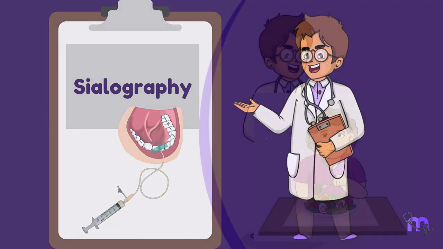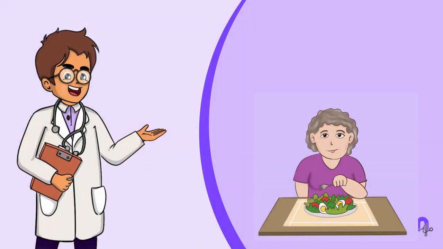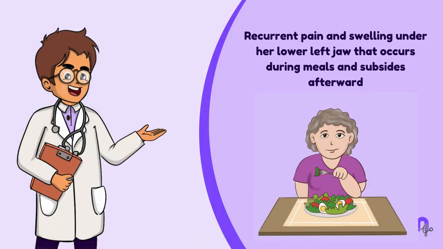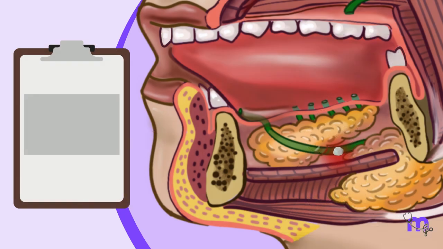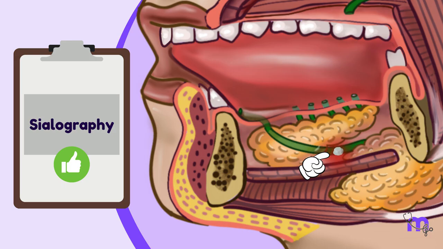Let us take the case of a patient who complains of recurrent pain and swelling under her lower left jaw that occurs during meals and subsides afterwards. This suggests a potential blockage in the duct, making sialography a good option to identify the issue.